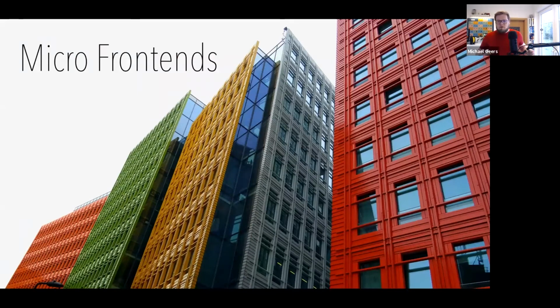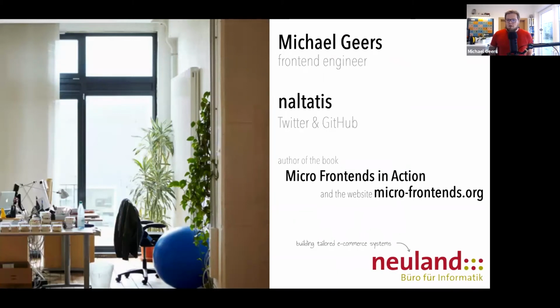Before I get started, let's talk a little bit about me. My name is Michael. I'm a front-end engineer. You can find me on Twitter and GitHub and so on. I've compiled a site where I shared our learnings on microfrontends. You can find it at microservices.org. And over the last months, I've also written a book, which is called Microfrontends in Action. I work for a company based in northern Germany, and we build tailored e-commerce systems for larger companies.